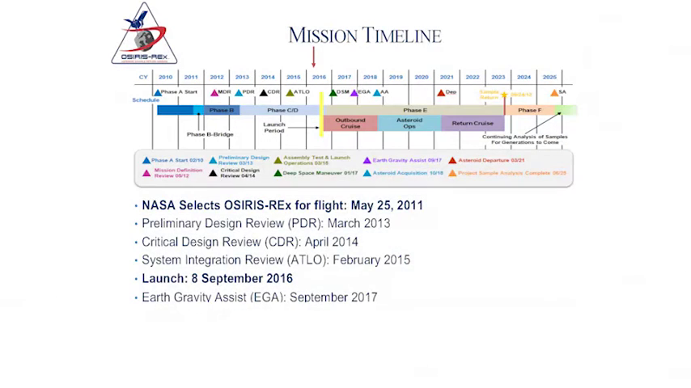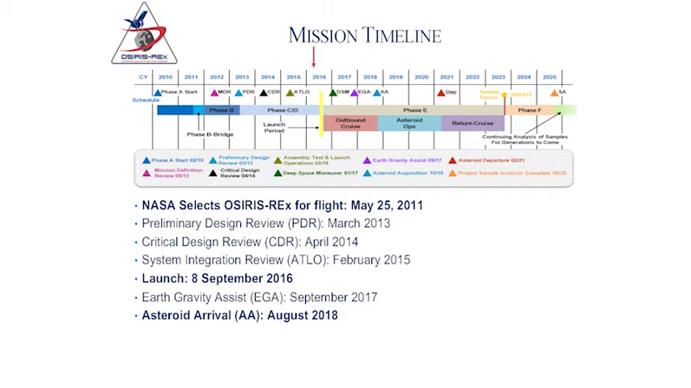We actually go around the solar system once, come back towards the Earth to get a gravity assist that will fling us out to BENNU. That will happen in 2017, and then another year later after that, or about 2 years after launch, we arrive at BENNU in August of 2018.